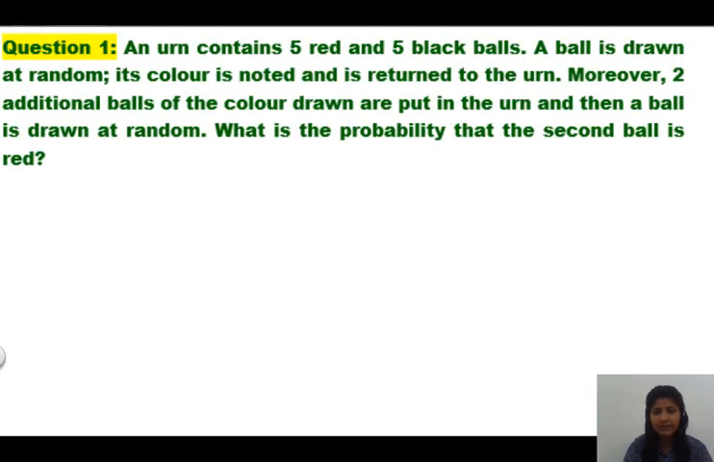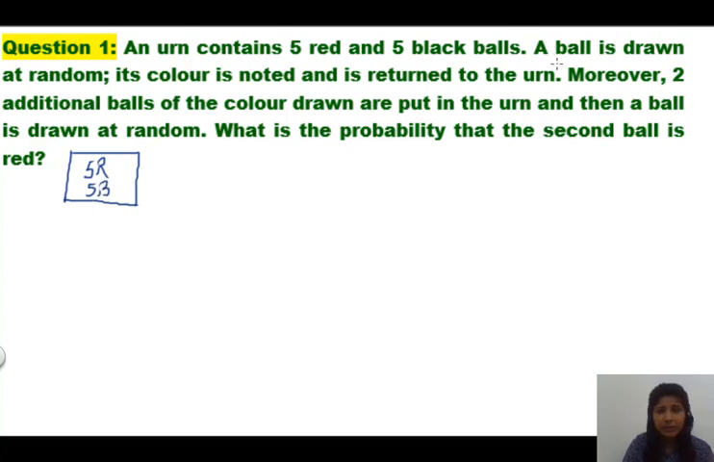So here is the very first question of the exercise, and I hope you were able to identify whether the question belongs to Bayes or law of total probability. So let us discuss the question. It says an urn contains 5 red and 5 black balls. So I am making a box here which has 5 red and 5 black balls.